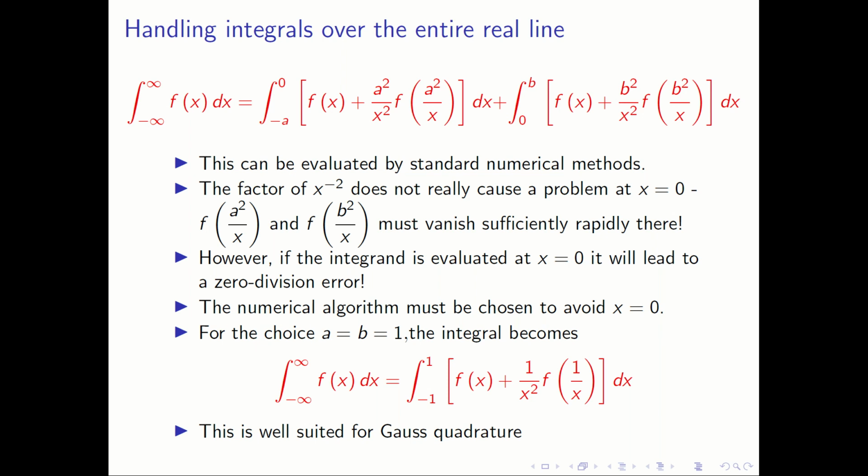Okay, so this is basically one of the ways in which you can change an infinite interval integral, an integral over the entire real line, into an integral over a finite piece. This is not the only way in which you can do it, and this particular way has this issue with it, that you have to make sure that the integrand is not evaluated at x equal to 0 here.